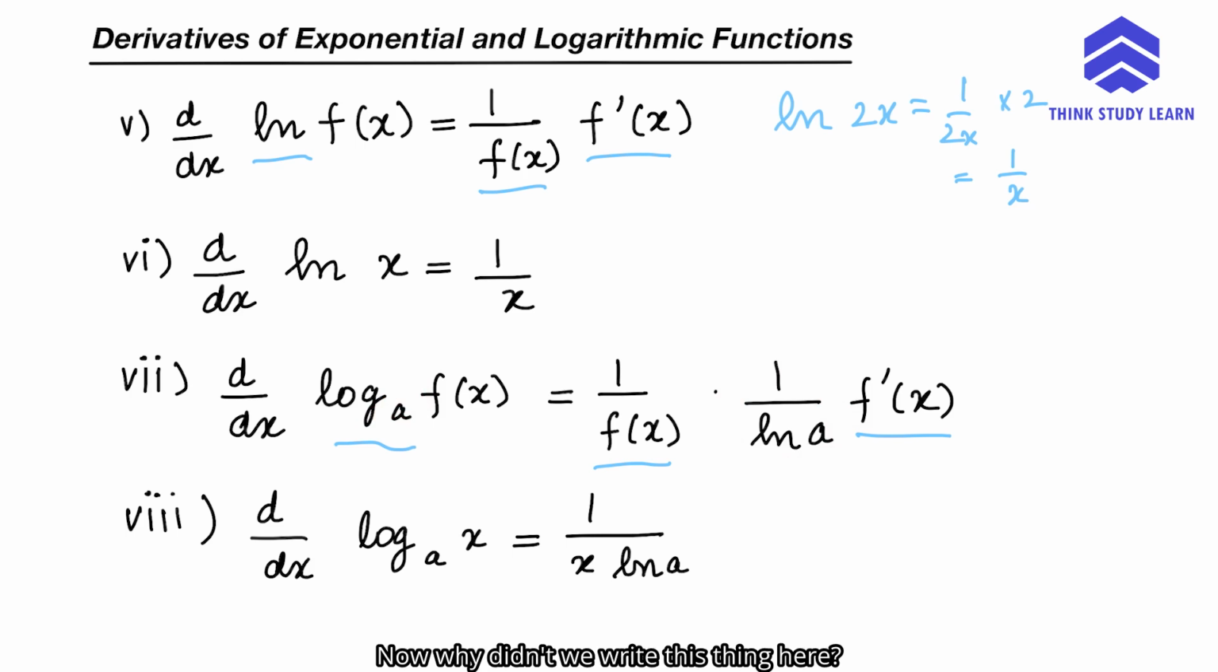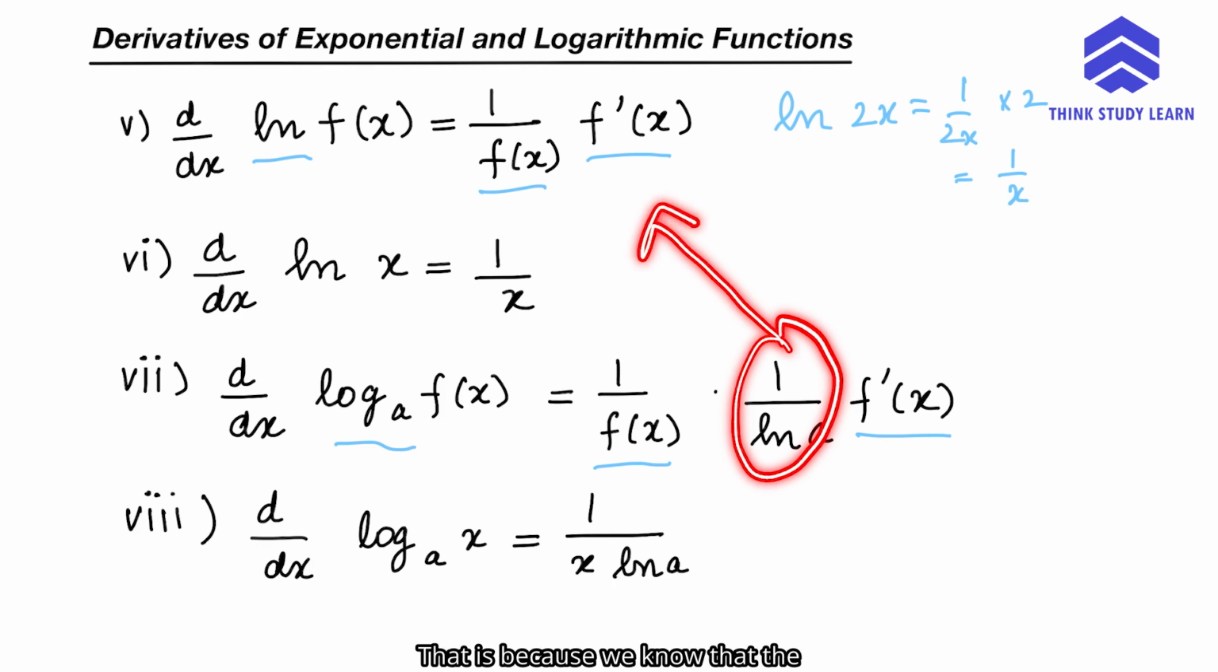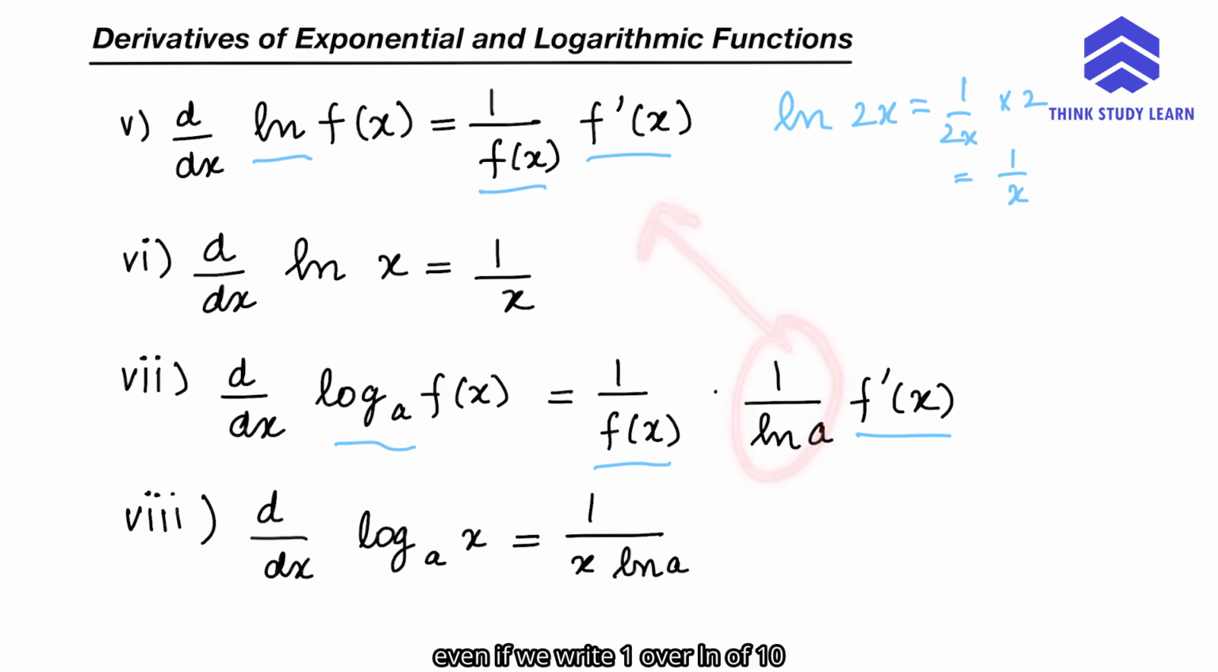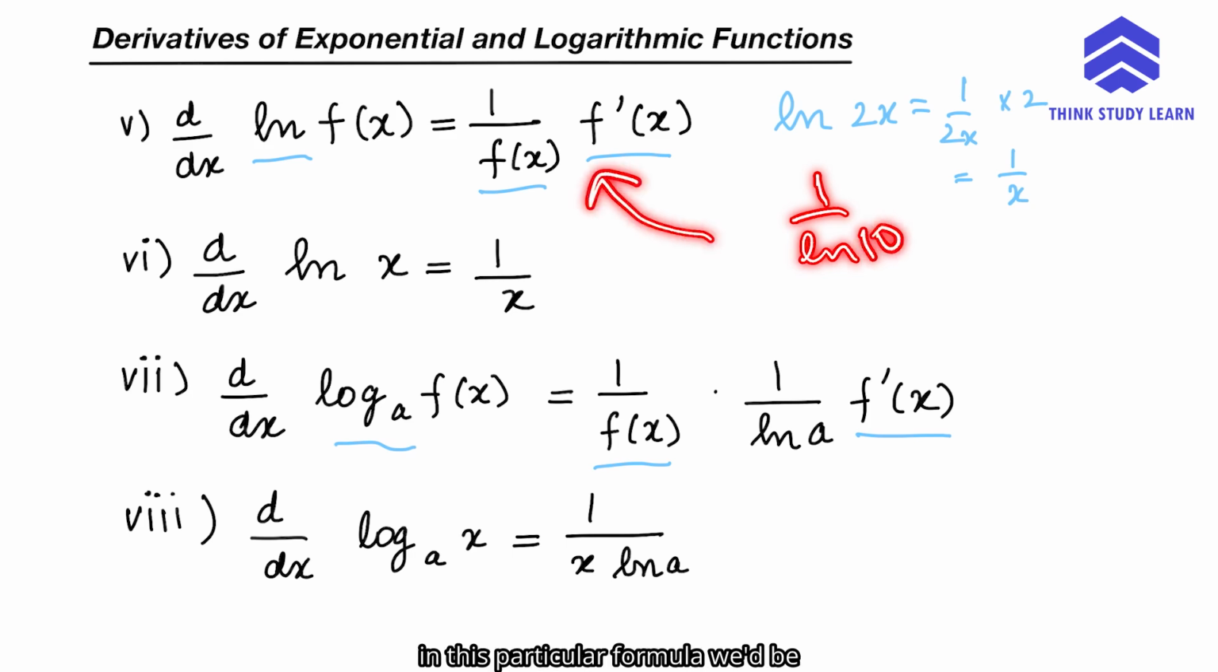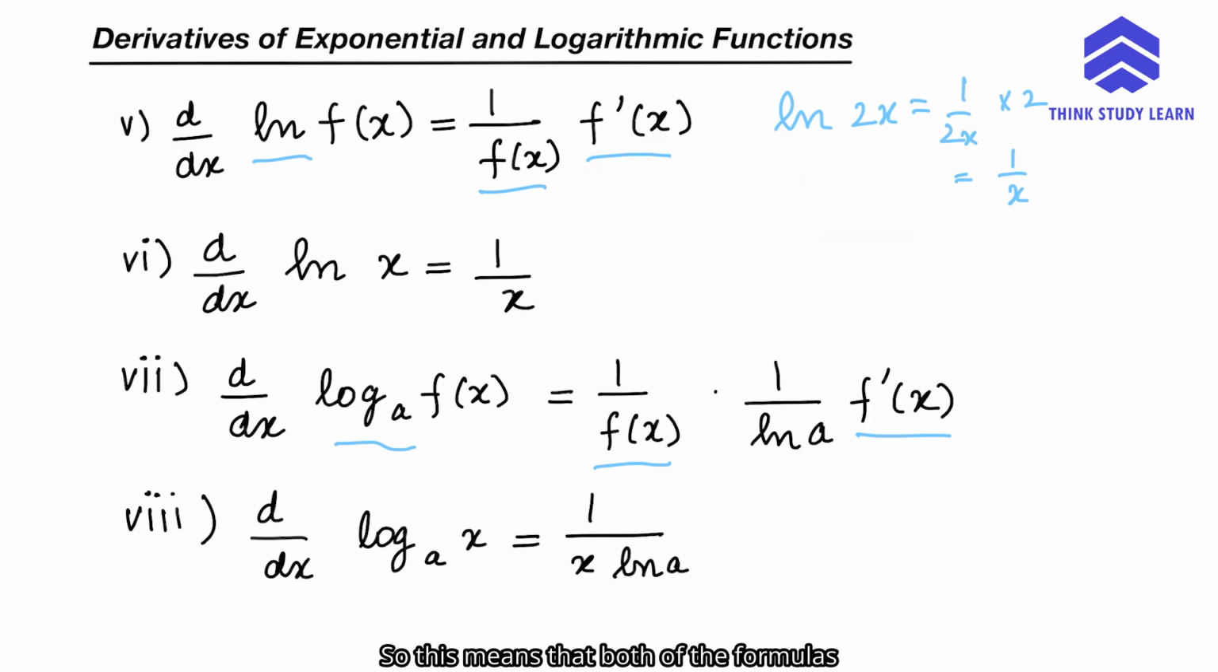Now, why didn't we write this thing here? That is because we know that the base of the natural log is 10, and even if we write 1 over ln of 10 in this particular formula, we'll be left with 1. That is why we don't write it here. So this means that both of the formulas are actually the same.